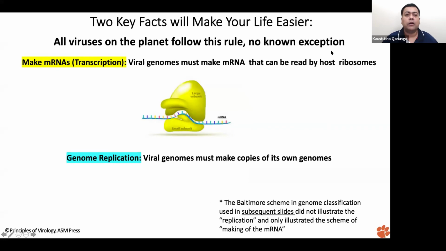So here, two key facts will make your life easier. And this is basically a recap. All viruses on the planet also follow this rule, like all organisms. This is a recap of your central dogma, how the information flow actually happens. Your central dogma in molecular biology tells you DNA to RNA to protein.